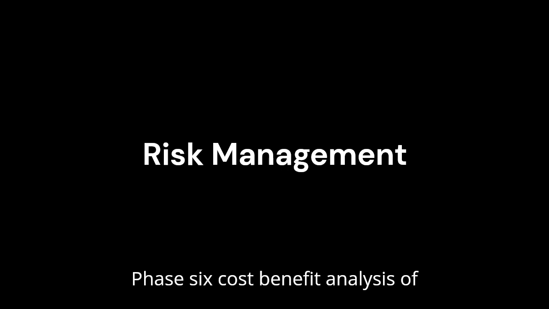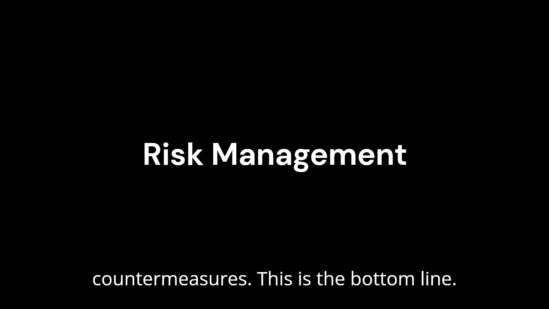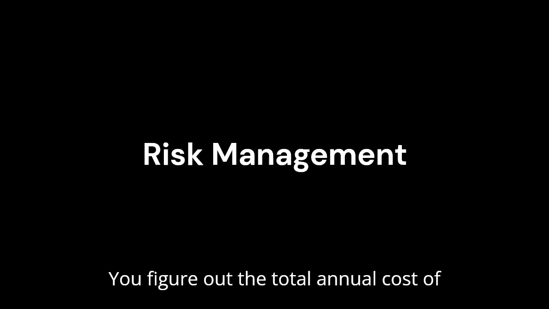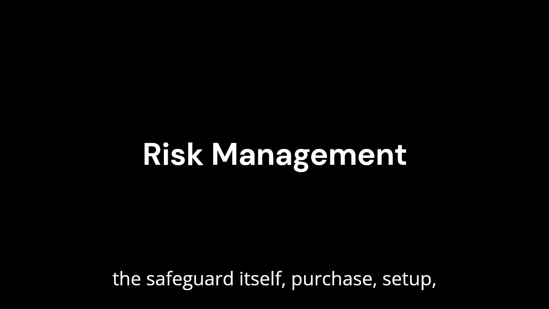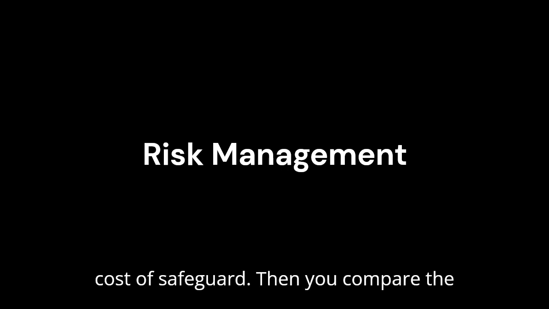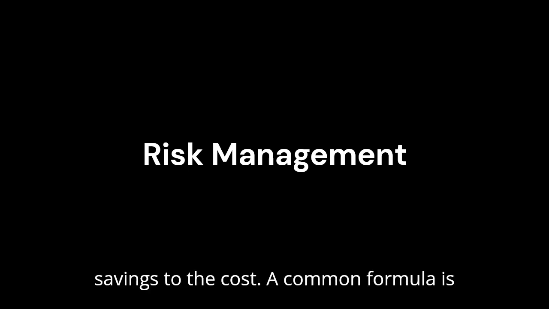Phase 6. Cost-benefit analysis of countermeasures. This is the bottom line. You figure out the total annual cost of the safeguard itself: purchase, setup, maintenance, operation, training, everything. Let's call that ACS, annual cost of safeguard. Then you compare the savings to the cost.